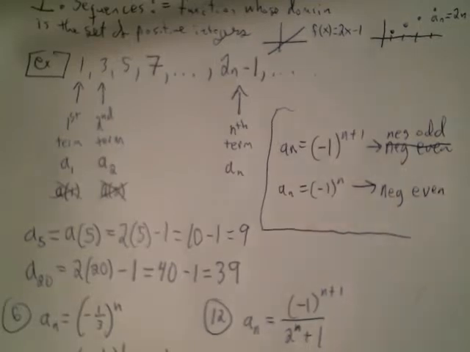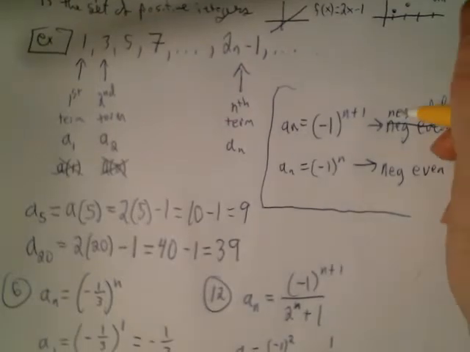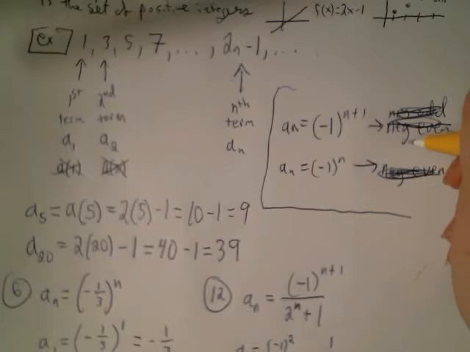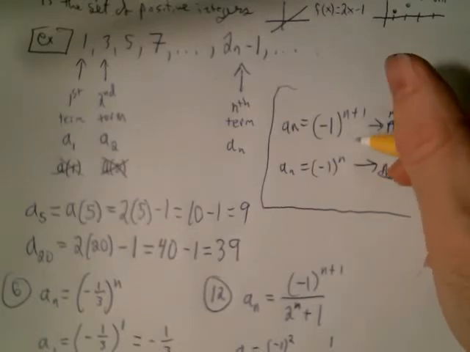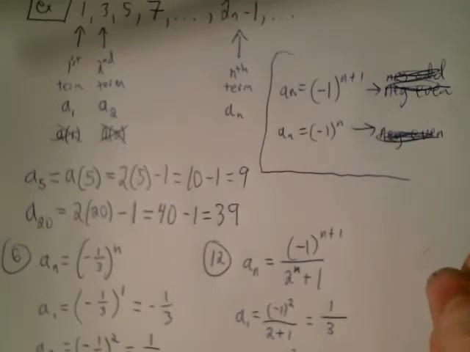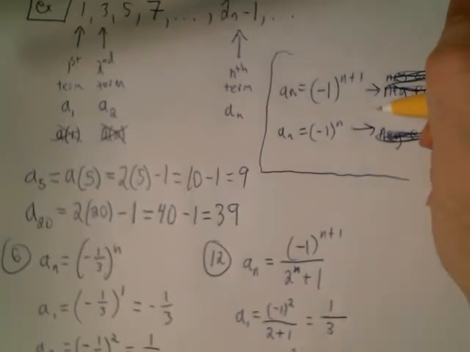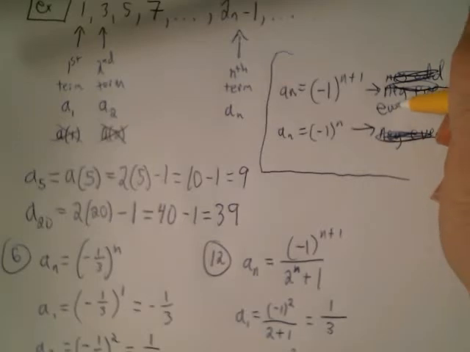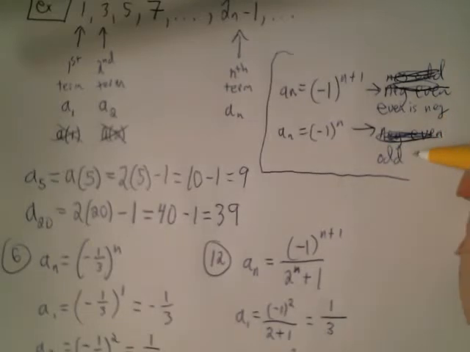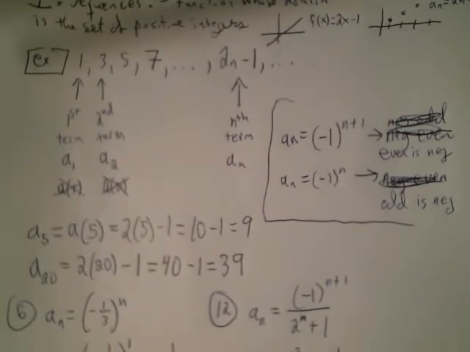Oh, wait, it should be the other way around. Not going good this morning. So this guy causes, it's exactly like this. So it causes the even to be negative. Even is negative. And then, so this must be the odd is negative. Okay, sorry about that.